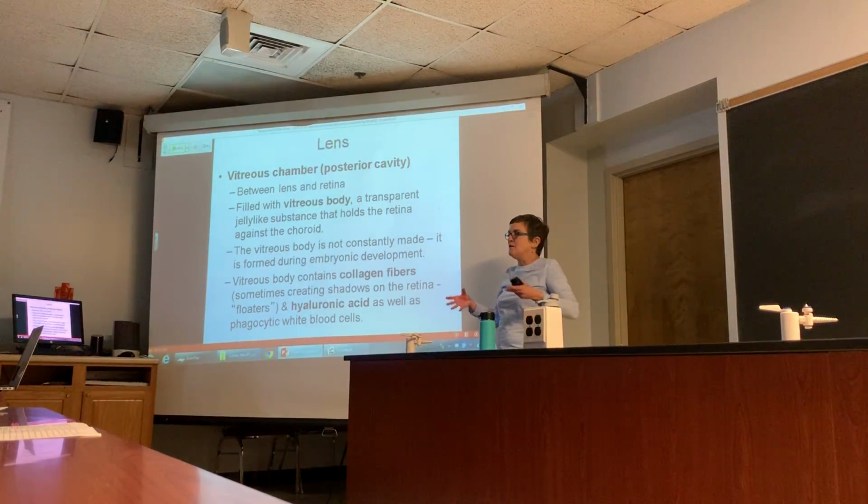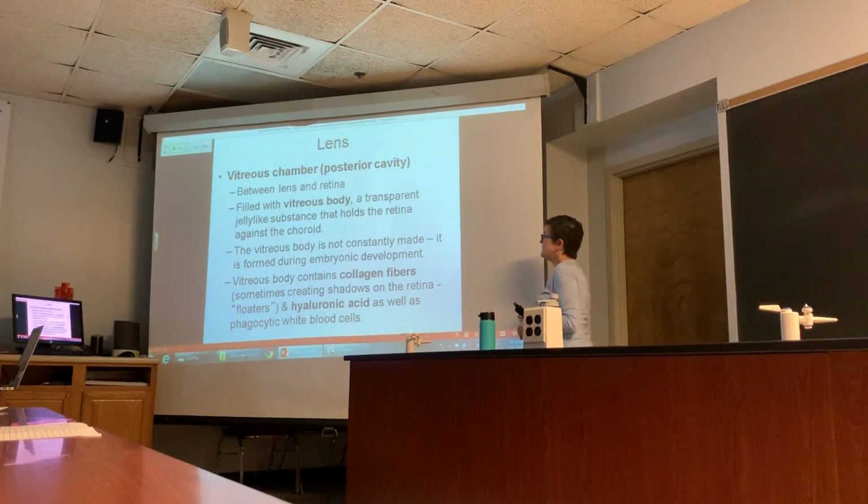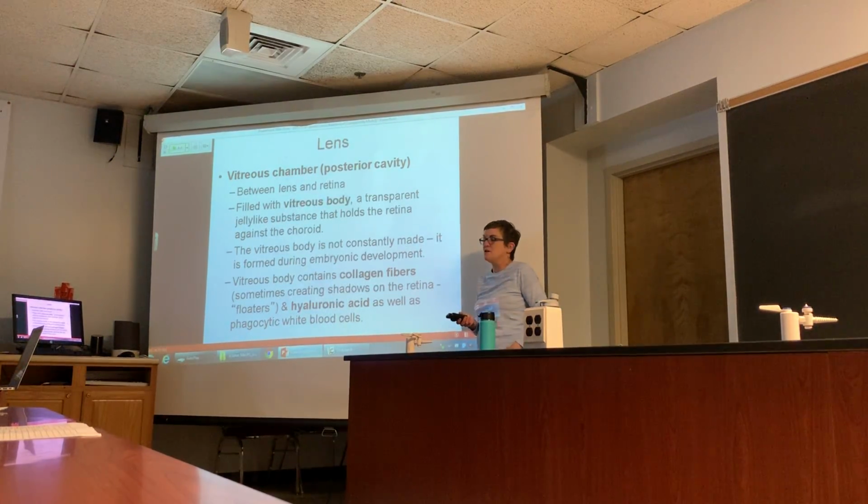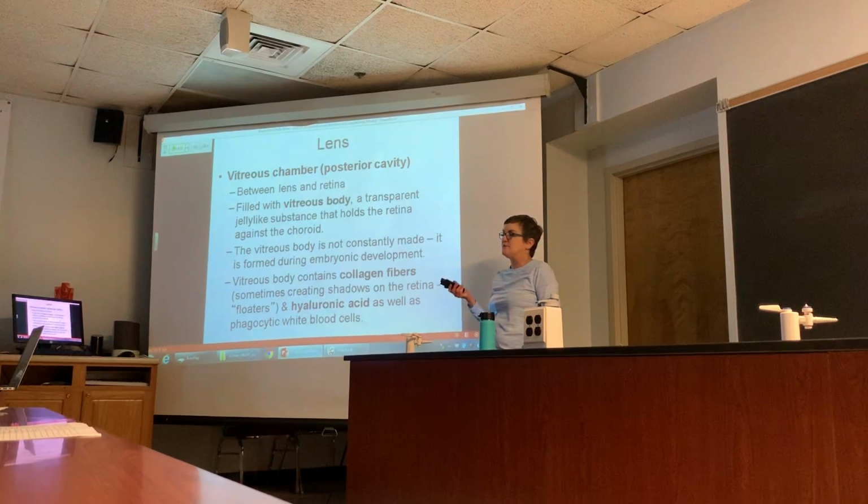So along with that pressure from the aqueous humor, it's putting pressure on the retina and keeping the retina up against the choroid layer so it doesn't detach. So that's important. The vitreous body, or vitreous humor, is produced during embryonic development. So it's not constantly being produced and reabsorbed. You make it as an embryo and you have it for life.